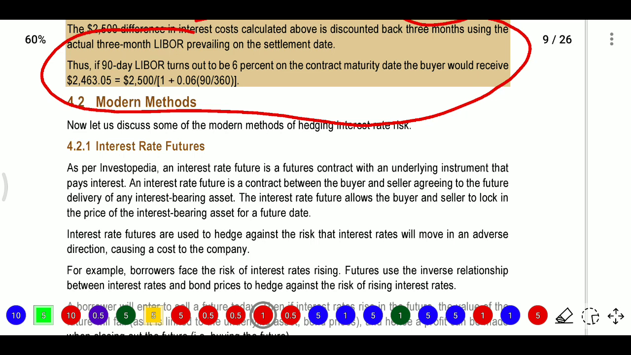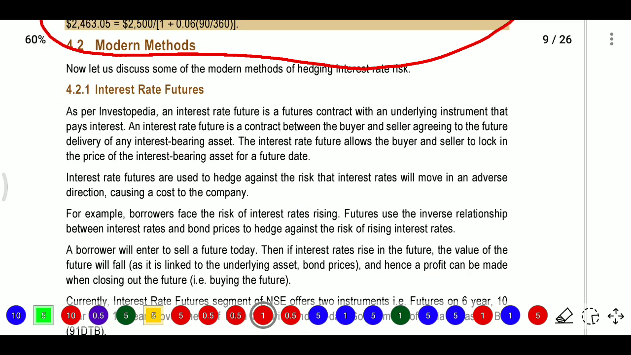So another will be the modern method. In the modern method we have 3 categories: one is interest rate futures, another one is interest rate options, and another one is interest rate swaps. So first is interest rate futures. What is there in interest rate futures?